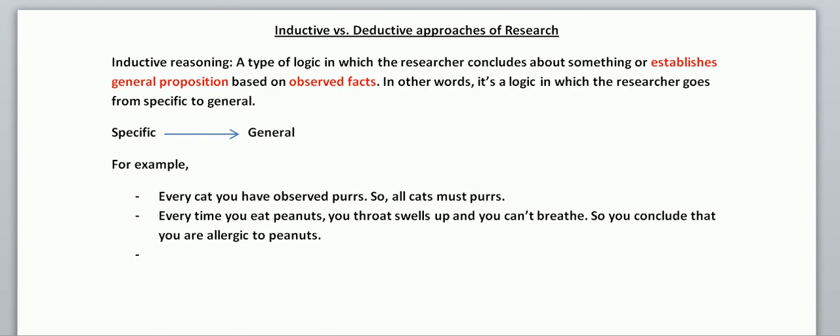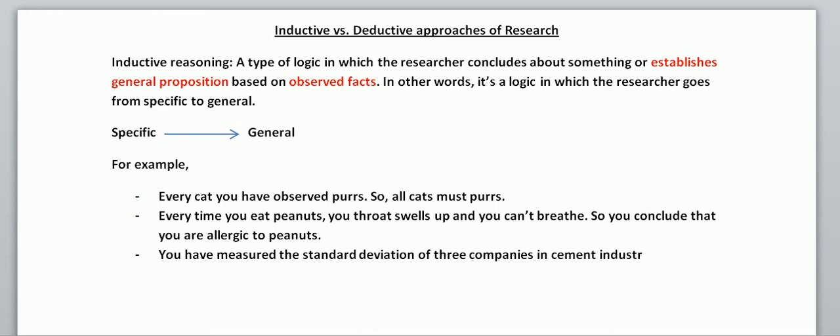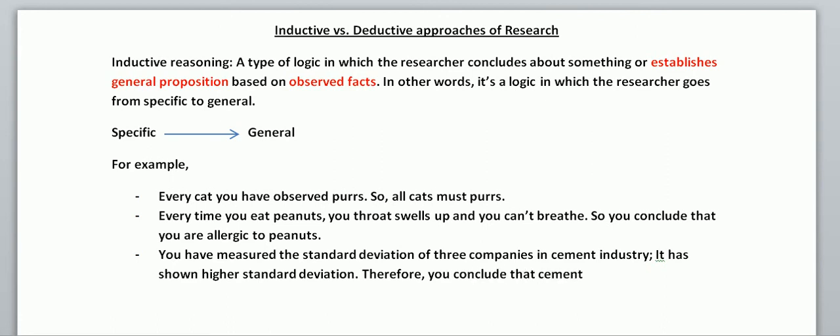Another example related to a business. For example, you have measured the standard deviation of three companies in the cement industry, and it has shown higher standard deviation. Therefore, you conclude that the cement industry is risky. Okay, dear students, look here.